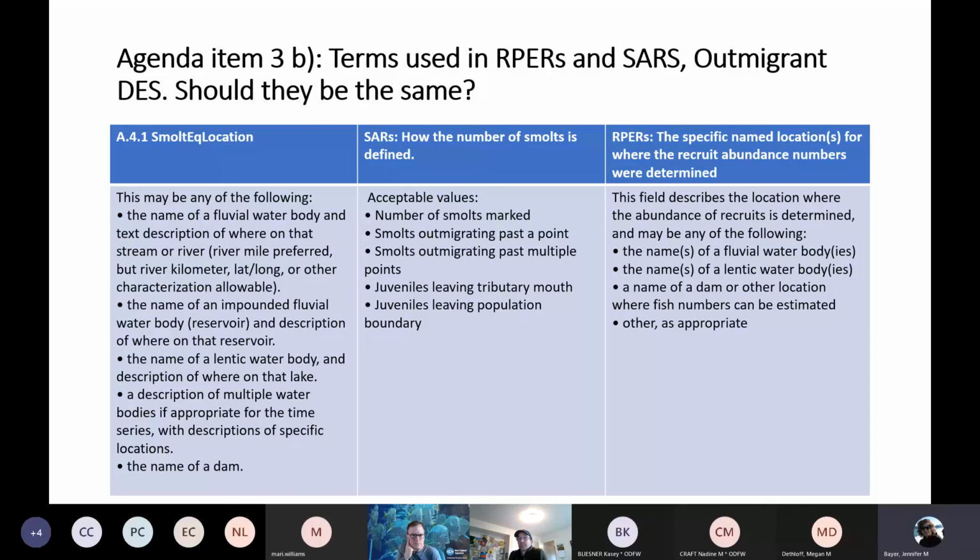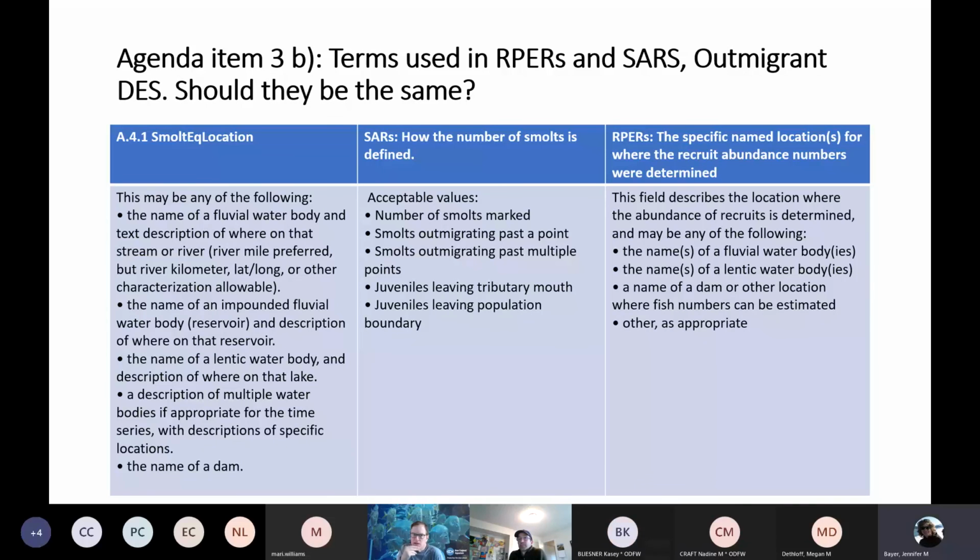I mean, they seem to be the same concepts. You've got water body, fluvial, lentic, a dam, right? The Smolt equivalent has a little bit more information, so maybe you add that to the other one. And again, I agree with Mike. The middle column is a different concept. Period. Yeah, the middle one is what is the number. The outside two are where, like you said a minute ago, where those numbers were determined. Different concepts.